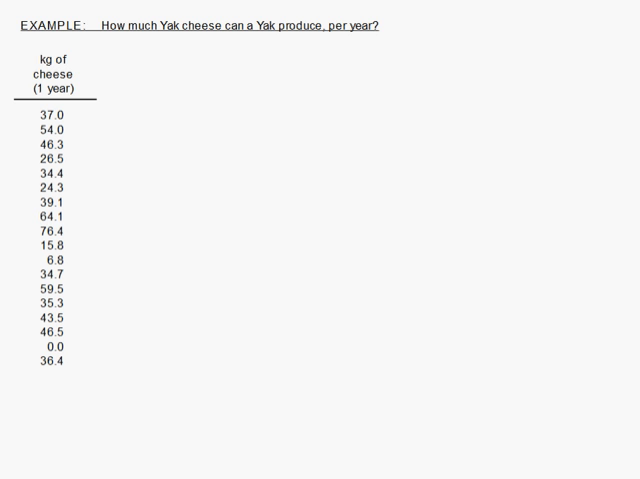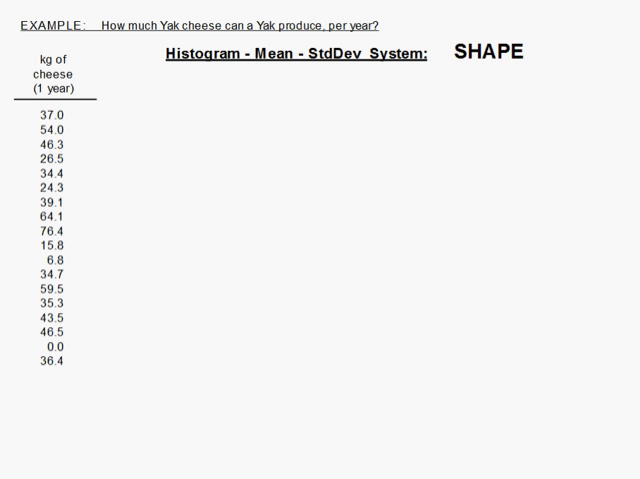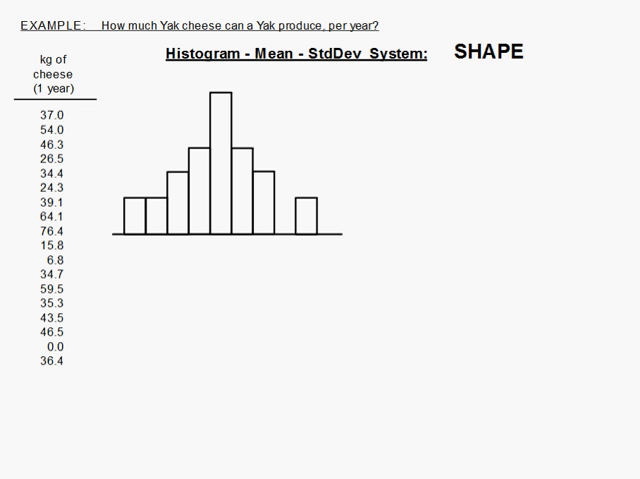So now, if we go back to our original question, we're going to deal with the histogram, mean, standard deviation system initially. These are the five things that I listed before that we can talk about when answering this question. For this particular video, we're just going to deal with shape. We're going to deal with the other ones in other videos. And so here's the histogram for this particular data set.